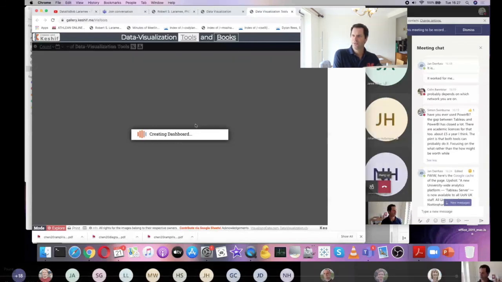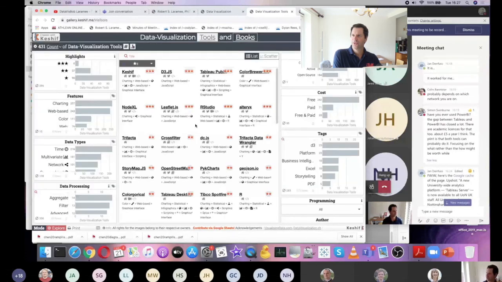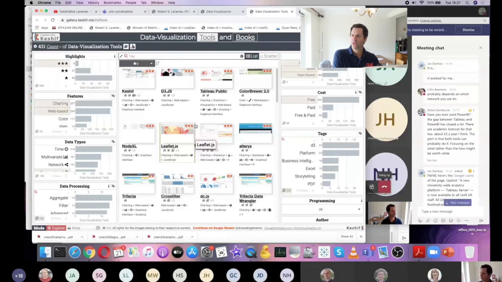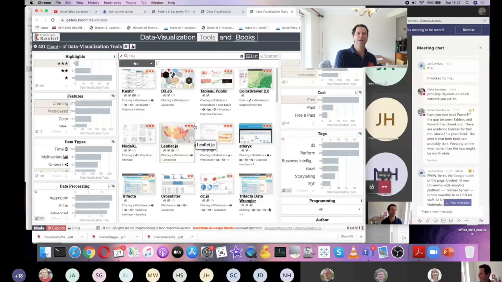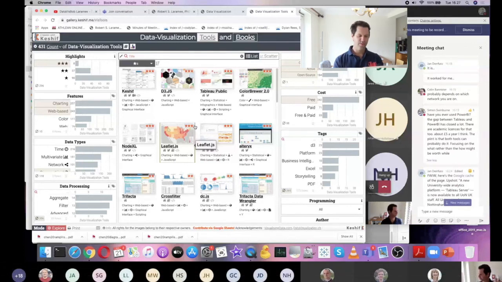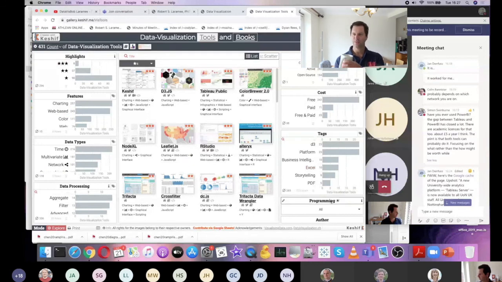So here's another set of tools, and you can sort them by their different attributes. For example, if you want all web-based tools, you can click on that, and you'll see that there are quite a lot of them. Again, there are so many that it takes some time for the web page to load because the collection is so huge. So lots of different options. It's a jungle out there, actually.